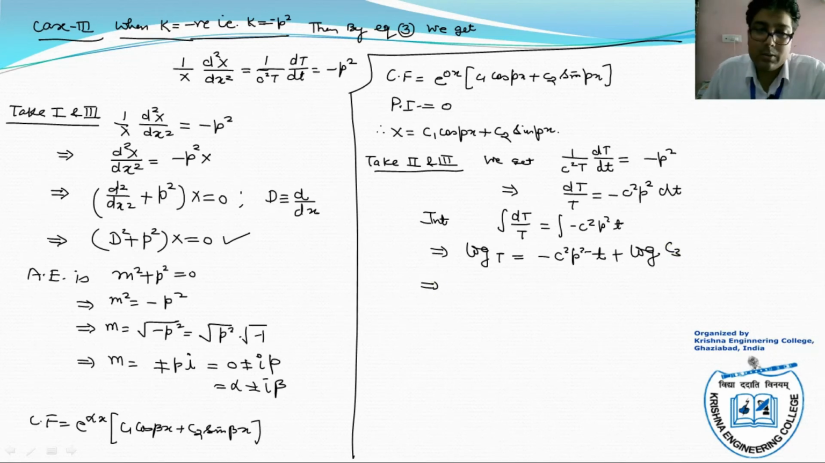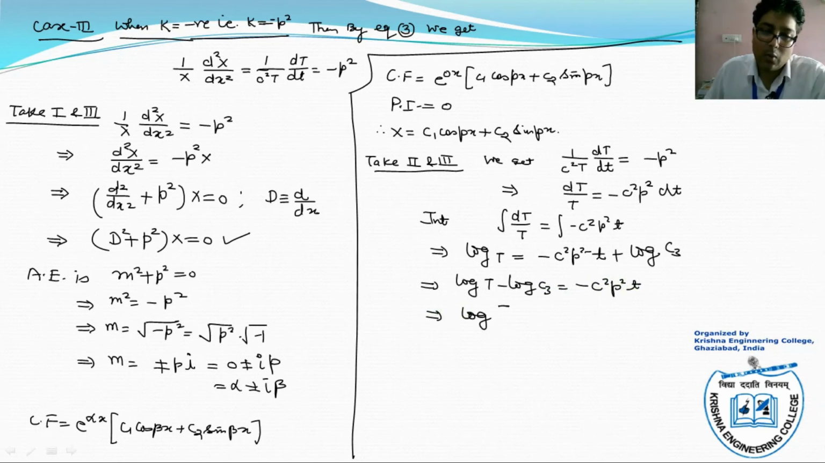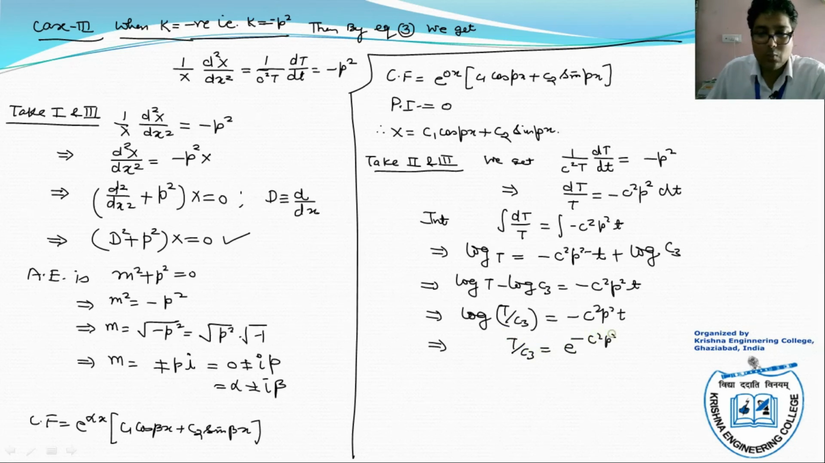Take both log terms to one side. So this becomes log t minus log c3 is equal to minus c square p square t. This can be written by the property of log as log of capital T by c3 is equal to minus c square p square t. Take the antilog, we get t upon c3 is equal to e to the power minus c square p square t. So we get t is equal to c3 e to the power minus c square p square t.